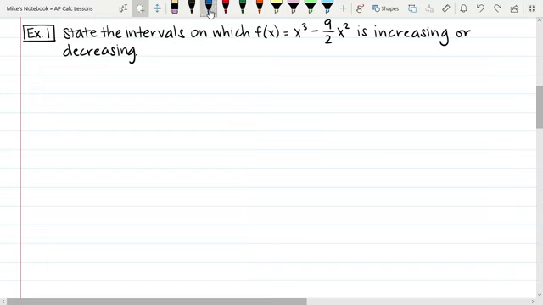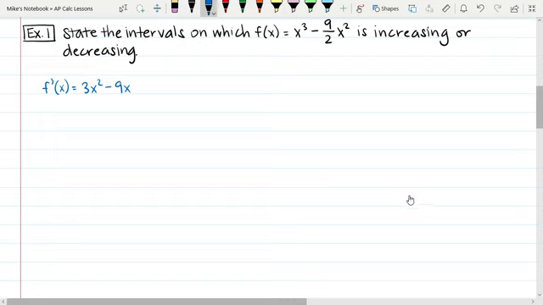So first thing we need to do is find the derivative. Okay, so f prime of x, we just have to use the power rule here. So f prime of x is going to equal 3x squared minus 9x. Okay, now, next thing we're going to do, find critical numbers.